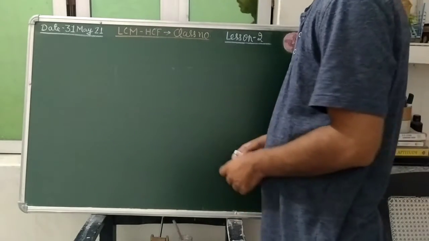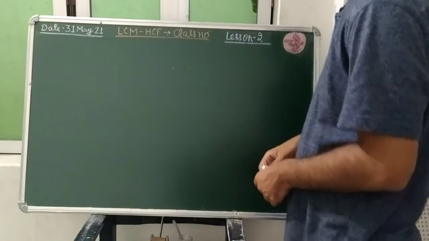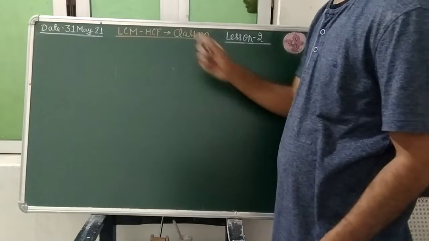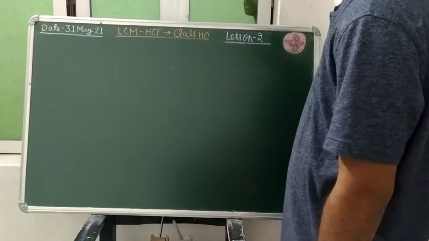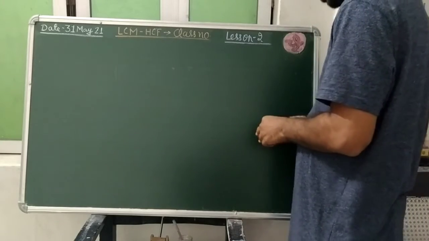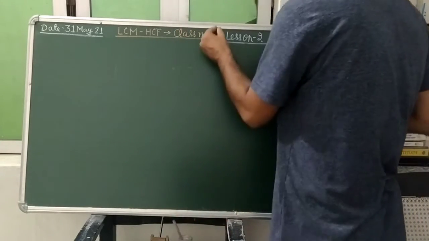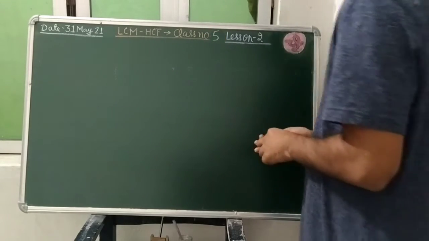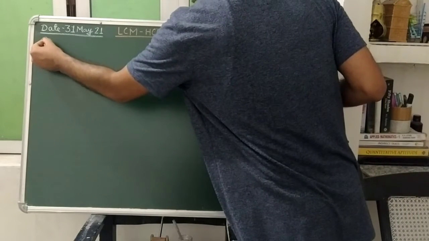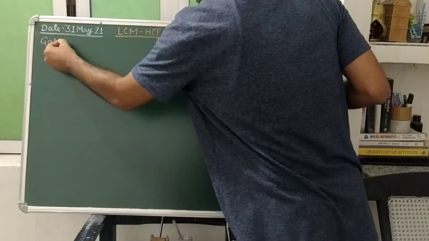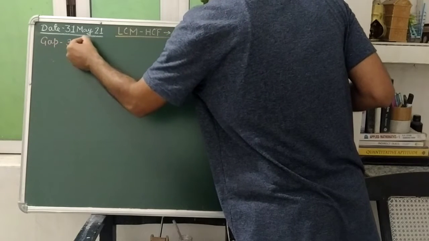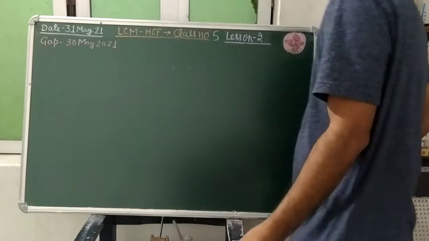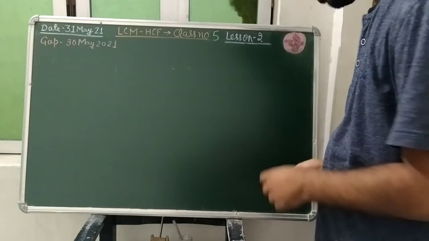Today's date is 31st May 2021, and students, we are in lesson number 2, studying LCM and HCF, and it will be class number 5. Okay, 4 classes we have completed, and of course students, you can note down these things. There was a gap of 30 May 2021. So students, you can note down these things.